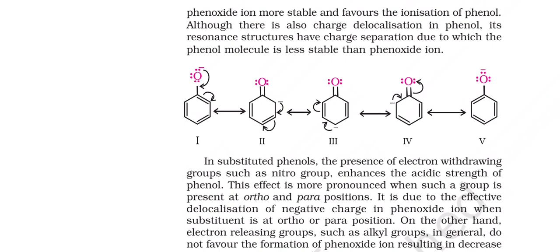In substituted phenols, the presence of electron withdrawing groups such as the nitro group enhances the acidic strength of phenol. This effect is more pronounced when such a group is present at the ortho and para positions. It is due to the effective delocalization of negative charge in the phenoxide ion, when a substituent is at the ortho and para positions.